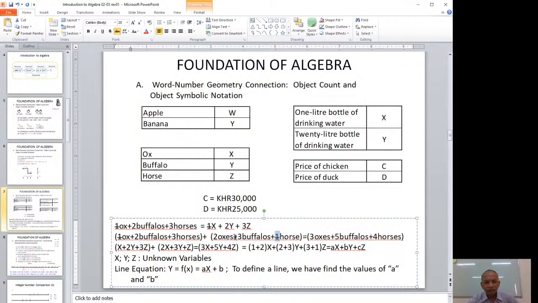2 oxen, 3 buffaloes and 1 horse, then the total is 3 oxen, 5 buffaloes, 4 horses. See here we don't write 1. Here also we don't write 1. Just X. We don't write 1 here also.